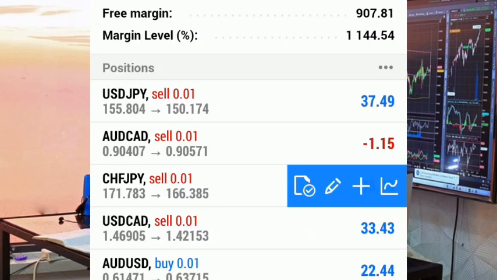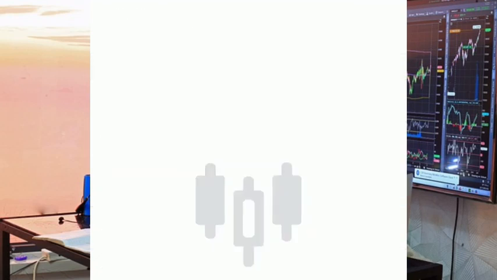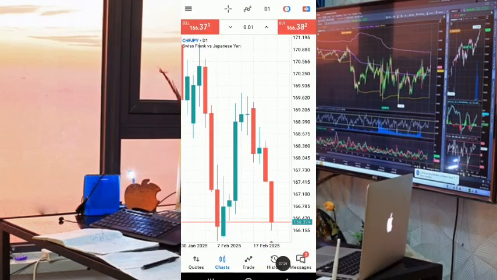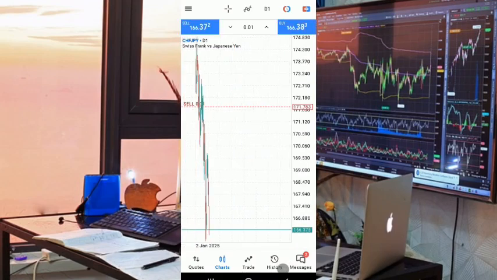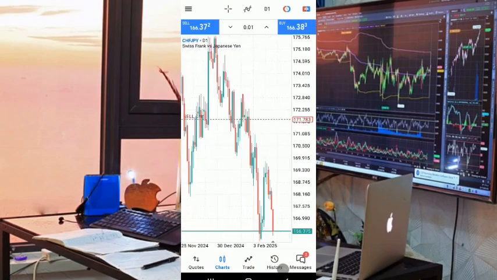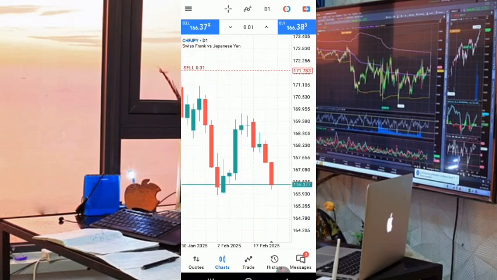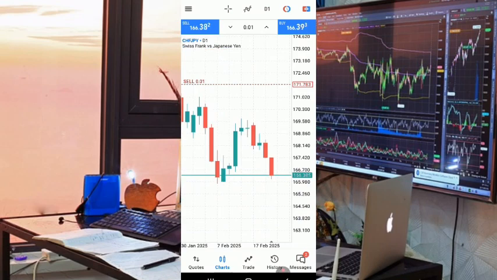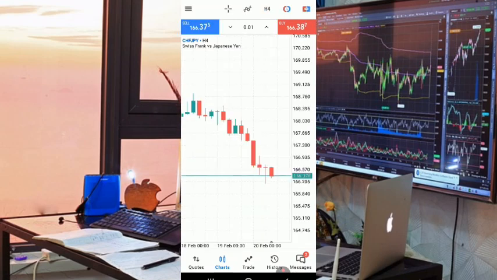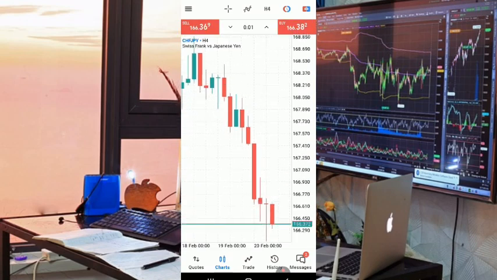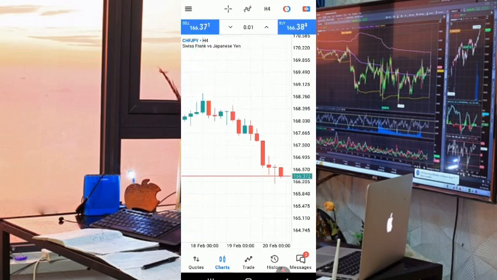So let's take CHFJPY for instance. This is the daily time frame for CHFJPY. And I said the first thing that we do, we start with the daily time frame candle, and we've got a bearish movement of price. So let's take it to the 4-hour time frame. Coming to the 4-hour time frame, that is where we begin to put our workstations. So we put our workstations on the 4-hour time frame.